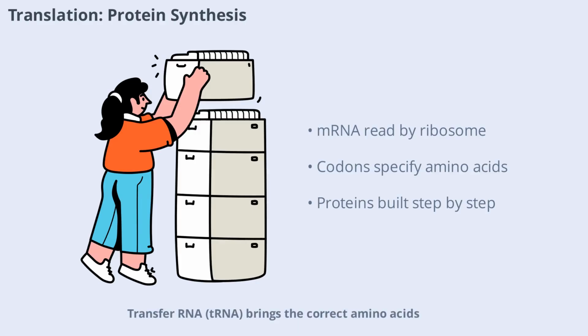Transfer RNA (tRNA) brings the correct amino acids, and the ribosome links them together. This is how DNA's instructions are turned into the proteins that build and run our bodies.